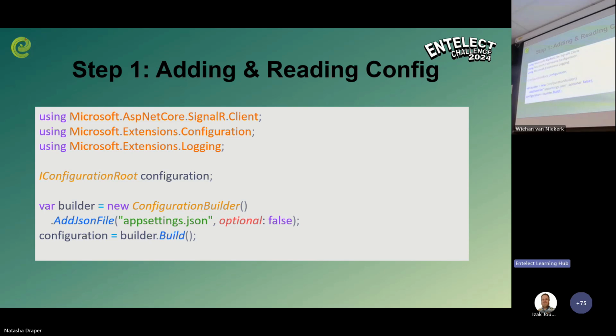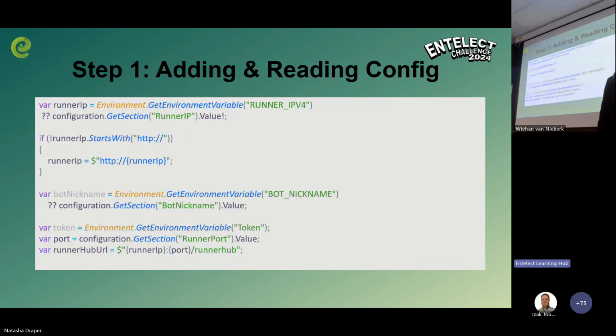Then in our Program.cs file, we're going to start reading out that config. We're going to import our SignalR client, our configuration, and logging. The logging and client are going to come in a little bit. We're going to create a new variable for our configuration of type IConfigurationRoot. Then we're going to create a configuration builder, add the JSON file appsettings.json, and set optional to false, since we do need this to configure our bot. Then we're going to save the builder.Build method result into our configuration variable.